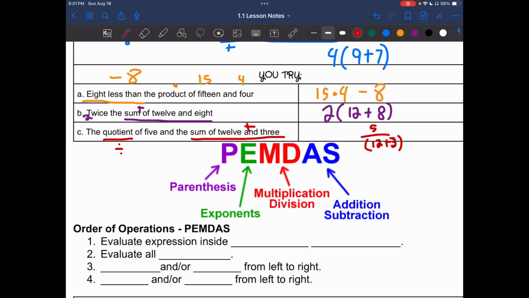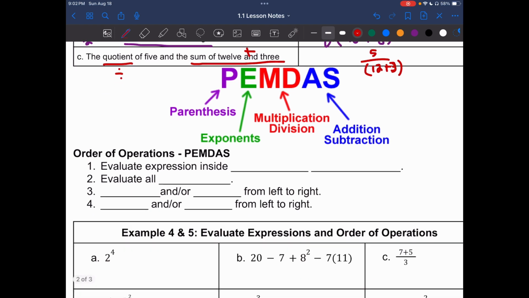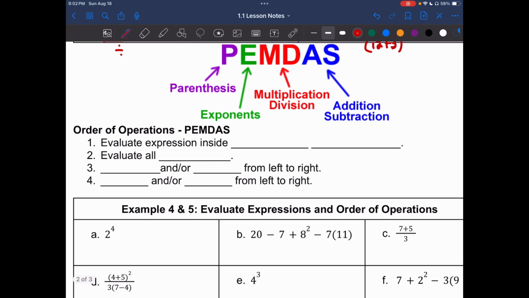So at this point, many of you should be familiar with the concept of PEMDAS, or the order of operations. And we're going to just review for a moment, what does PEMDAS mean? What does this order of operations concept mean? So first of all, parentheses, the P in PEMDAS, we are going to evaluate all expressions inside of grouping symbols.